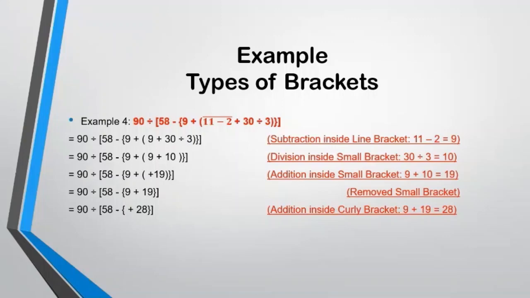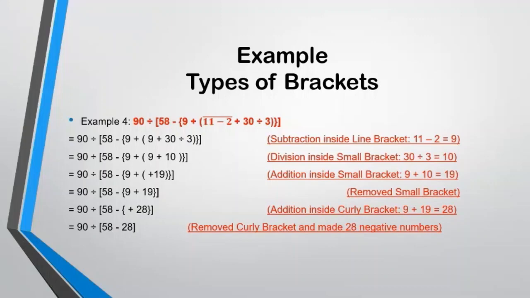So that will simplify the expression to 90 divided by in square brackets 58 minus in curly brackets plus 28. Now we will remove the curly bracket and make 28 a negative number. We make 28 a negative number because there was a minus sign for the curly bracket. And we also learned this rule a few minutes before in the rules of simplification involving brackets. That will simplify the expression to 90 divided by in square brackets 58 minus 28.